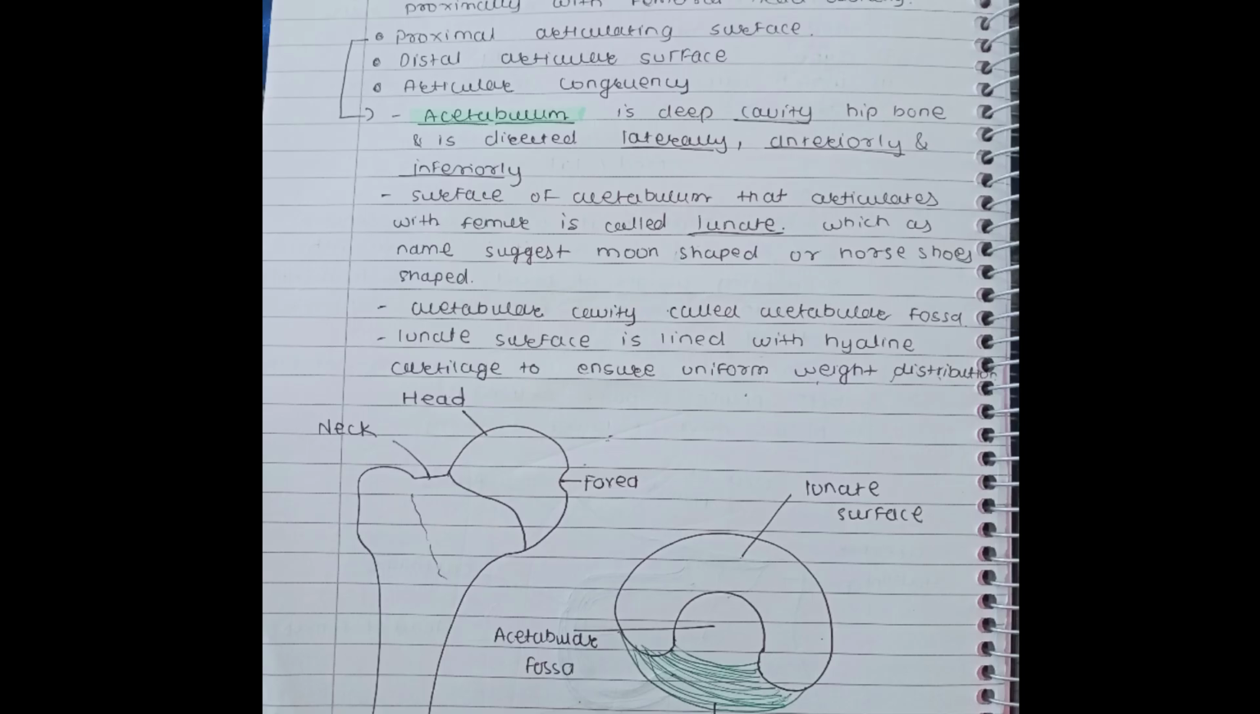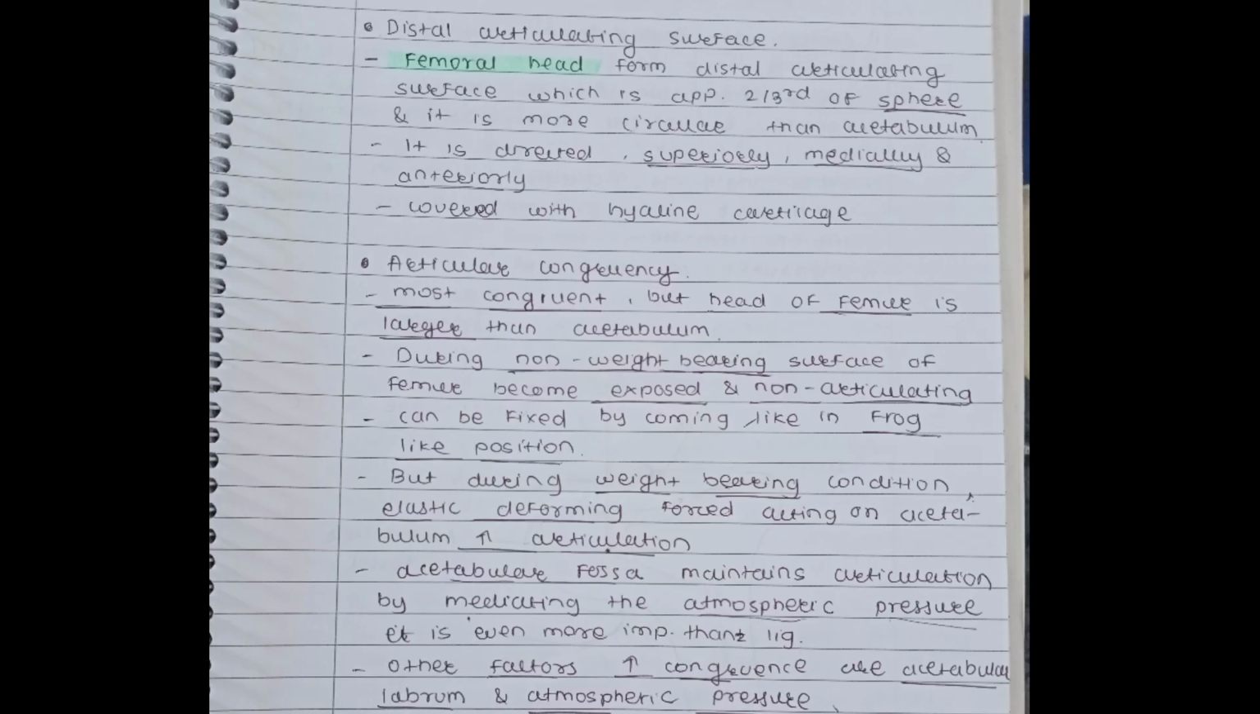The proximal articulating surface is the acetabulum, which is a deep cavity, and it is directed laterally, anteriorly and inferiorly. The distal articulating surface is the femoral head, which is more circular than the acetabulum, and it is directed superiorly, medially and anteriorly, and it is covered with hyaline cartilage. The hip joint is most congruent, but the head of the femur is a little larger than the acetabulum.